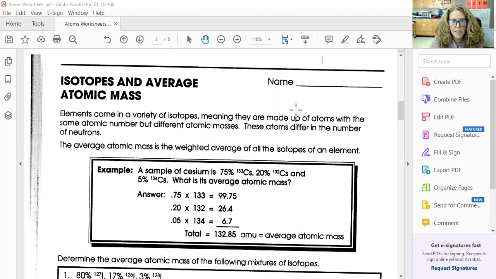So this is page number 69 in your notes book. Let me just write the page number up here. All right, so this is page 69. I gave you these notes in class for average atomic mass.